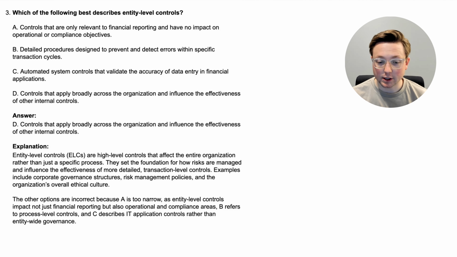The other options are incorrect because A is too narrow, as entity level controls impact not just financial reporting but also operational and compliance areas. B refers to process level controls, and C describes IT application controls rather than entity-wide governance.